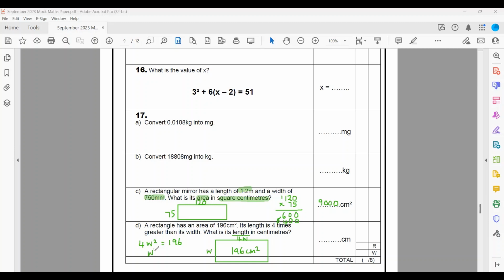So if I leave W squared here, I can do 196 divided by 4, okay, by bringing this 4 across, multiply by 4 will become divide by 4. So W squared is going to equal 49. So we then need to find the square root of W squared. So the square root would be 7. So my width is 7. My length will be 4 times that, so my length will be 28. So your length here, you've been asked what its length is in centimeters, and the answer is 28.